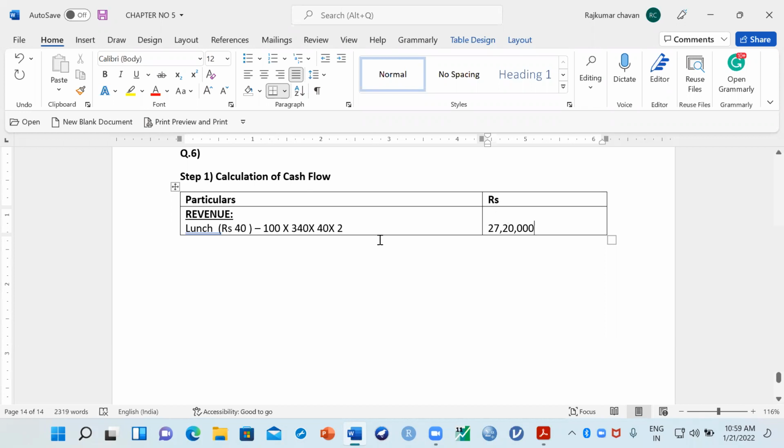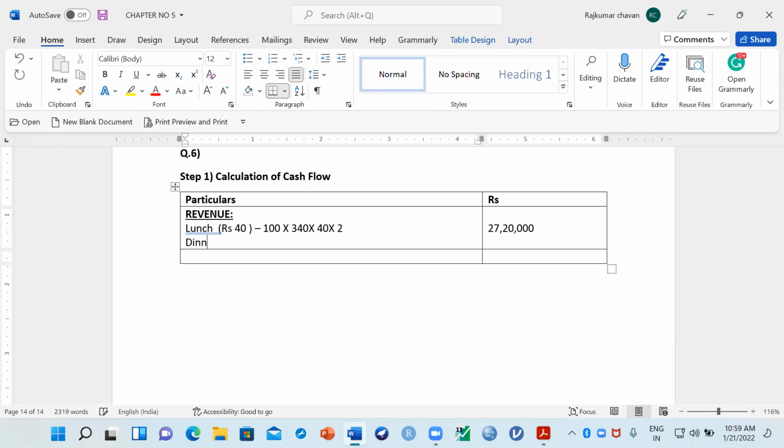20,000 is the total revenue they are generating from this. Okay. What is the other model? What are they generating the revenue from dinner? What is the price they're paying for dinner? It is 50 rupees.